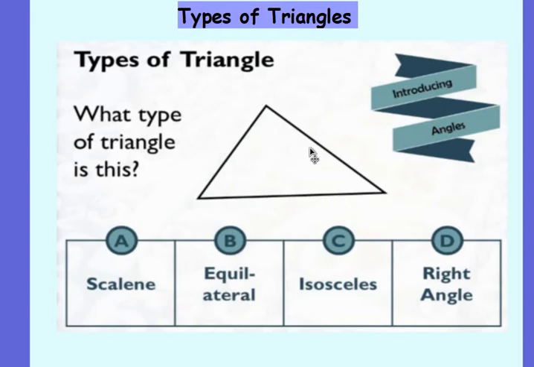What type of triangle is this? 3, 2, 1. Cool, I was looking for A. It's a scalene. All the different sides are different lengths and all the different angles are different.